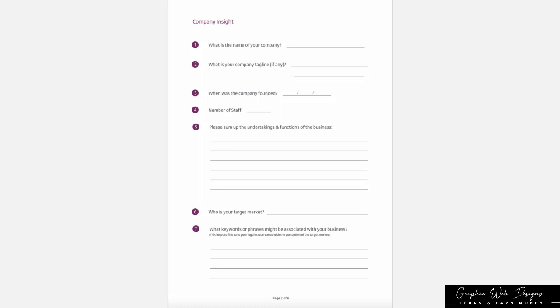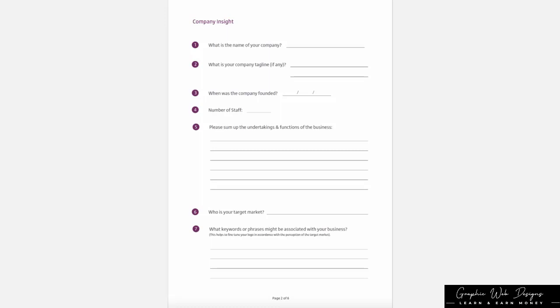Question 2 asks for the tagline, assuming that the company has one. This might feature in the logo design, and a question later is asked relating to this. With this in mind, it's worth noting considerably long taglines at this point, since they won't incorporate well into an effective logo design.